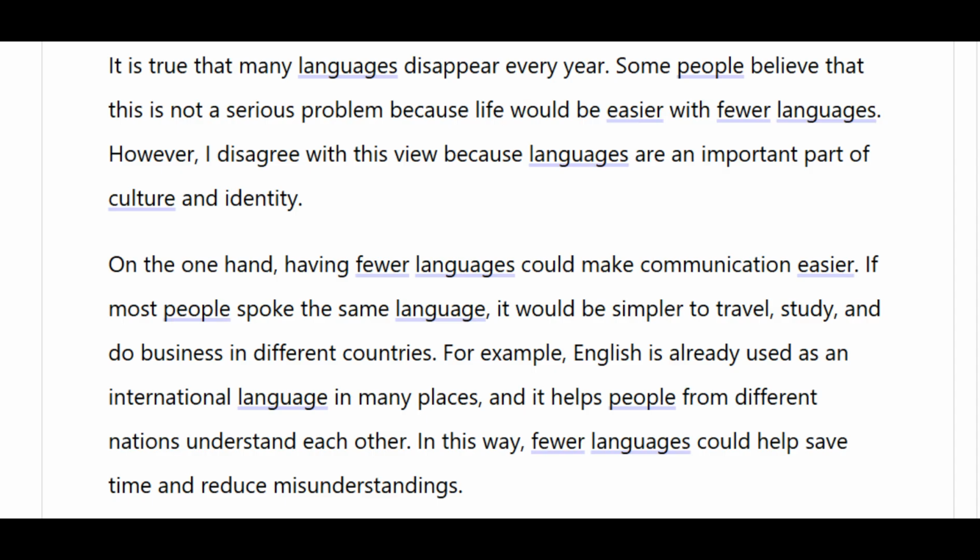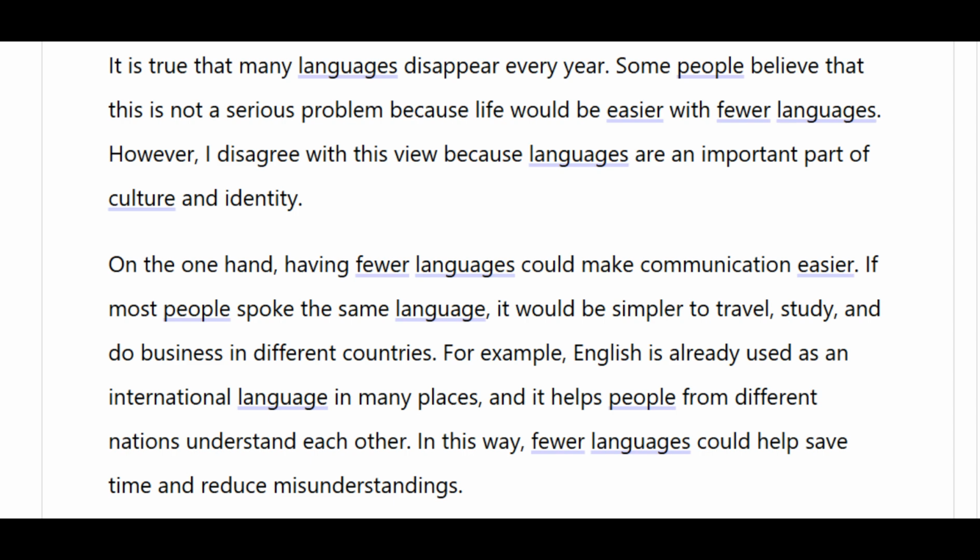Now let's look at the introduction. Introduction. It is true that many languages disappear every year. Some people believe that this is not a serious problem because life would be easier with fewer languages. However, I disagree with this view because languages are an important part of culture and identity. Now let's understand it line by line.